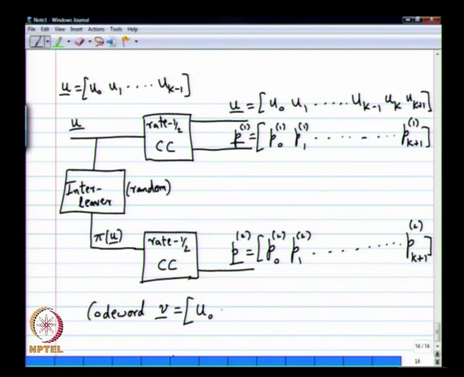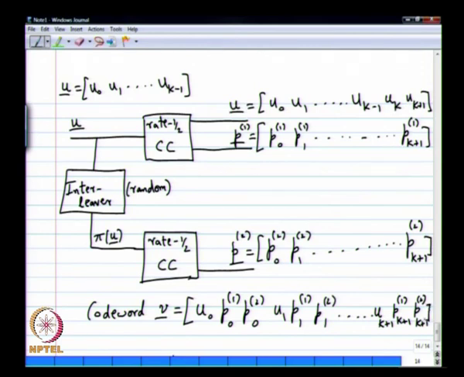So then what's the output? The final code word, if you want to write it as V, is basically U0, P10, P20, U1, P11, P21, and so on till U k plus 1, P1 k plus 1. Is there a problem with what I wrote now?